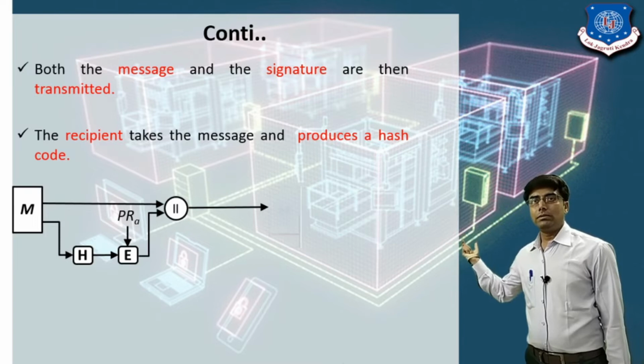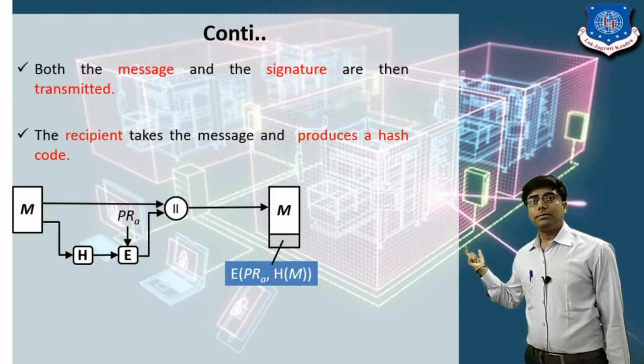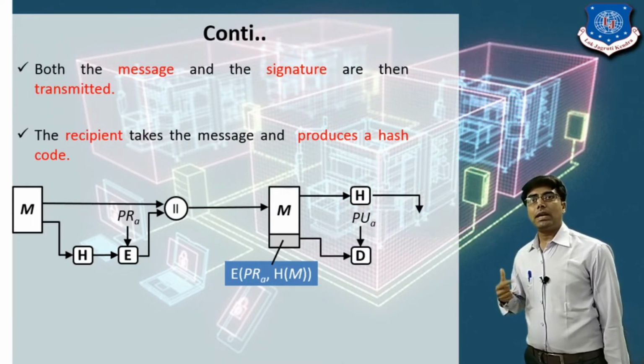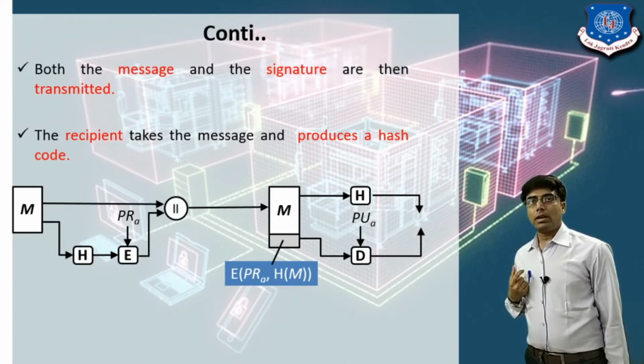Now at the receiver, here you can see we first consider the plain text message and the signature. The receiver takes the message and produces the hash code. It means that the receiver applies the hash function on the signed message, and it generates a hash code. We also apply the decryption on the signature, and now it generates a newly computed hash code.